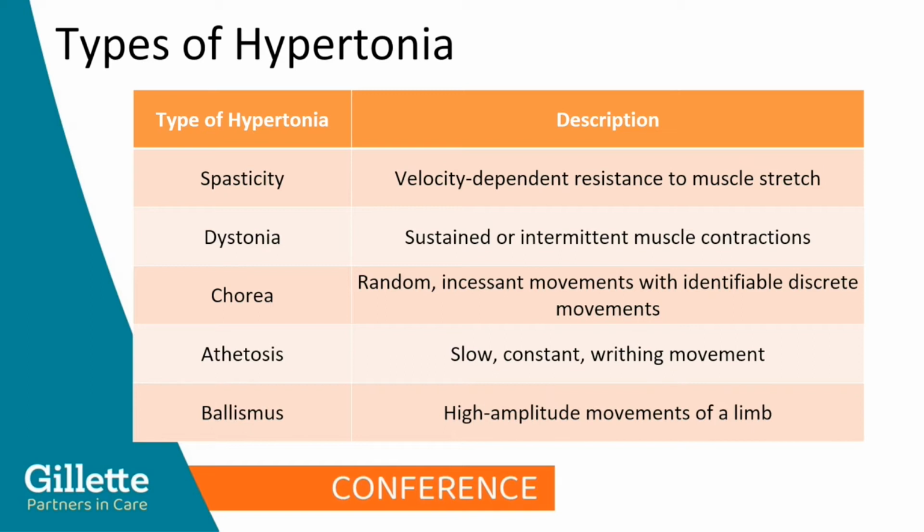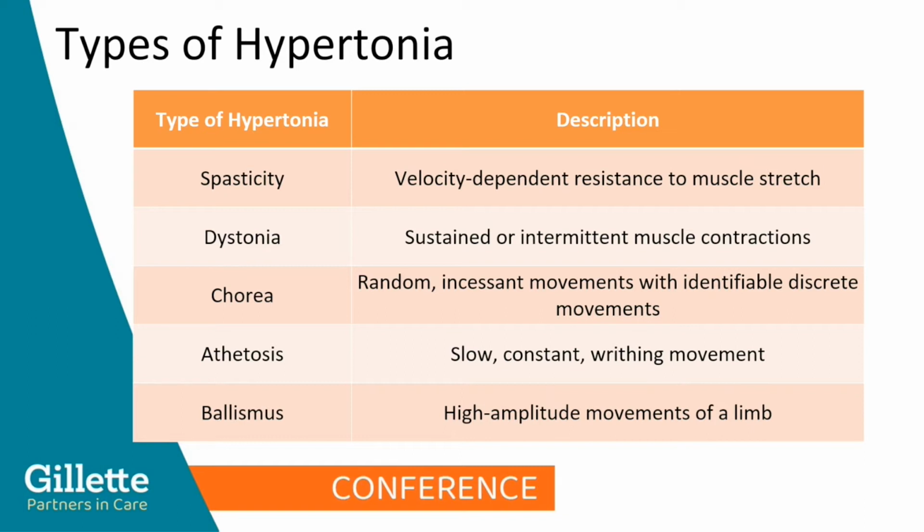contractions. You can have chorea, which are random incessant movements that have identifiable discrete patterns within them. You can have athetosis, which is more of a slow, constant kind of writhing movements. And then you can have ballismus, which is really that high amplitude movement of a limb, sort of where it shoots out in a really quick jerking motion. So the 2 most common forms of hypertonia in children are going to be spasticity and dystonia.